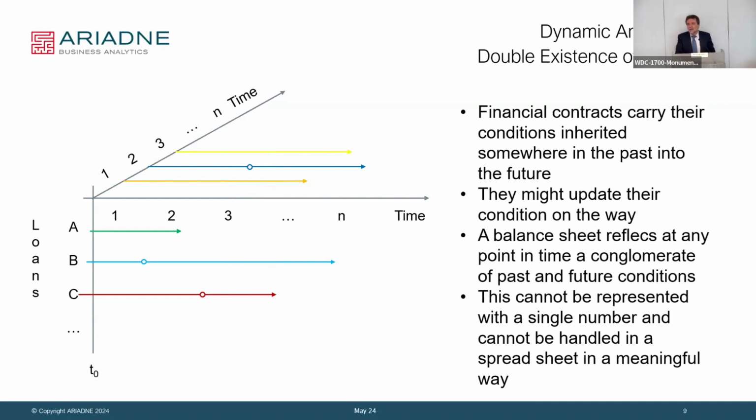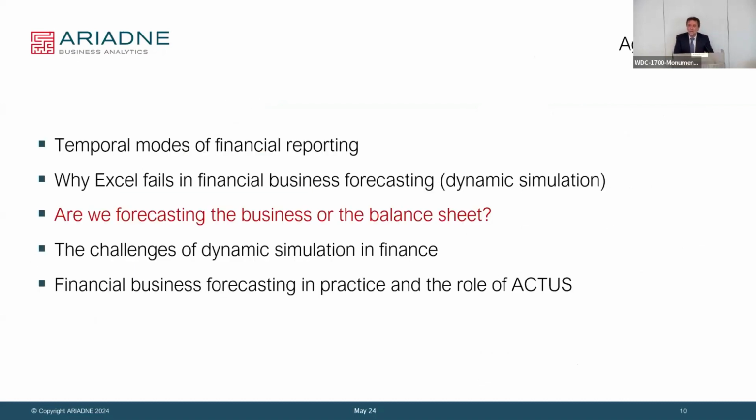So financial contracts carry their conditions, inherited somewhere in the past, into the future. They might update their condition, and the balance sheet reflects at any point in time a conglomerate of all these conditions. So a single number cannot do that. By the way, that's the case in all businesses, but in finance it's most prominent and most clear. And in finance, it's easiest to calculate, I must say. Let's hope I can show that yet.